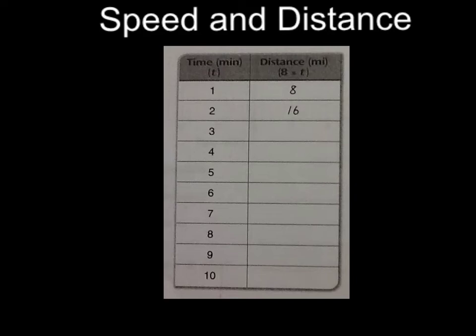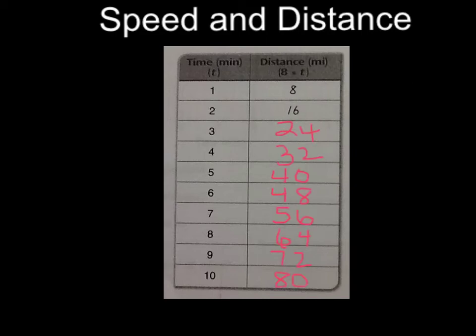The first two lines of the chart are done for us. In 1 minute, a person travels 8 miles, but in 2 minutes, a person travels 16 miles. How many miles can they travel in 3 minutes? 3 times 8 is 24, so 24 is our answer.